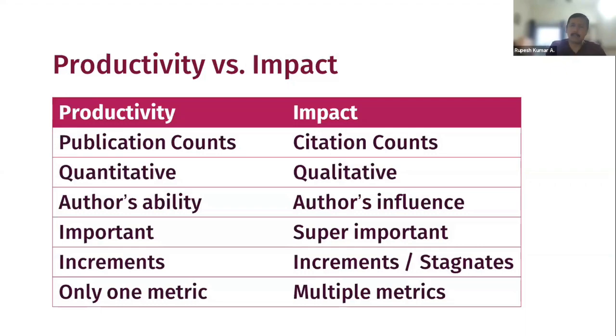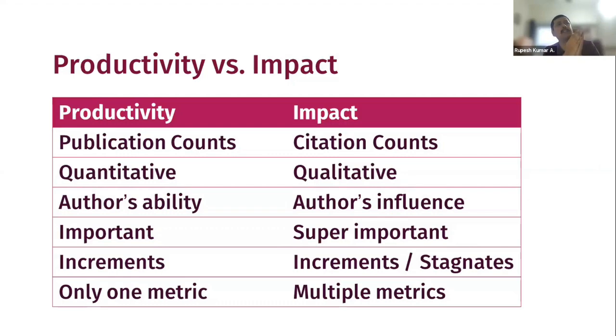Before I do that, let me outline whatever I discussed. Productivity is measured in terms of publication counts. Impact is measured in terms of citation counts. Productivity is quantitative, impact is qualitative, but expressed in quantitative terms.